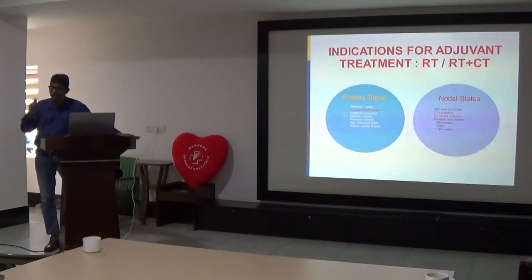If chemotherapy is added to radiotherapy, the toxicity also increases. But because you have these indications, positive surgical margin or extranodal extension, you have to give chemo.